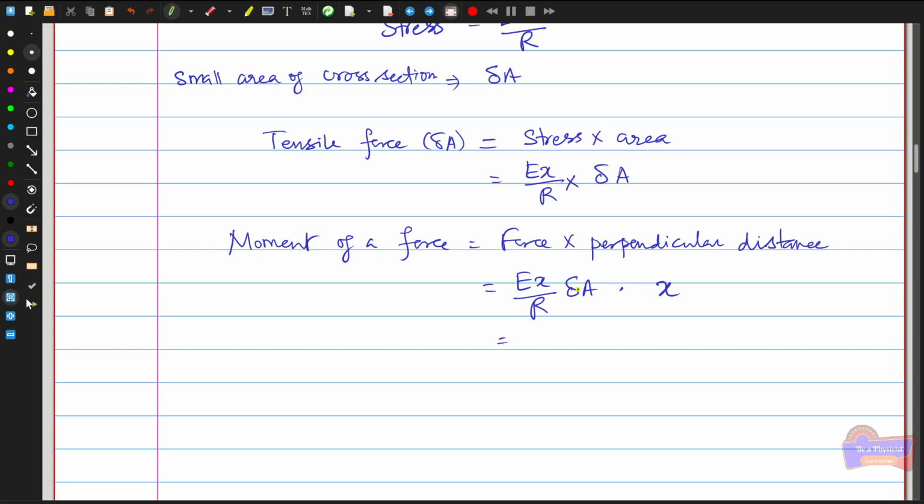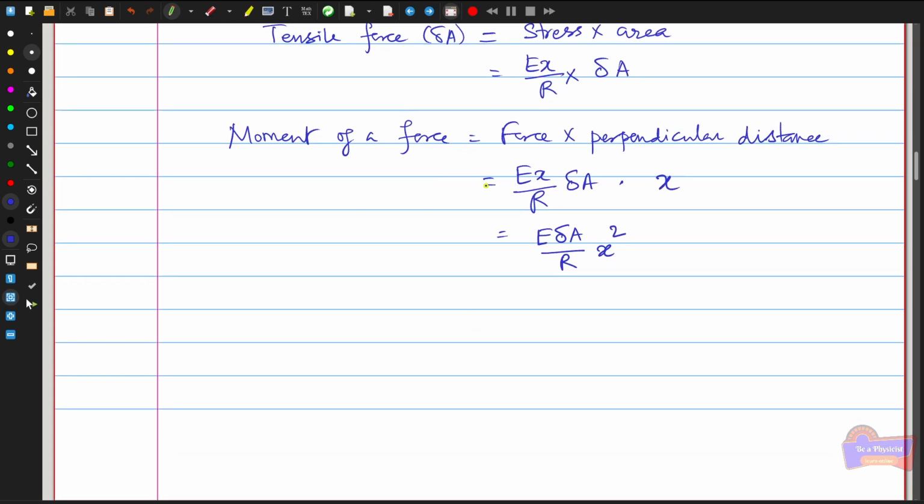Or I can write this as E delta A divided by R times of x squared. So this is the moment of a tensile force about the neutral axis PQ or AB. The moment of force acting on both upper and lower half of the neutral axis can be obtained by summing up all the moments of tensile and compressive forces about the neutral axis. This is the moment of force which I already calculated for the small area of delta A, so that I can calculate the total moment of force.